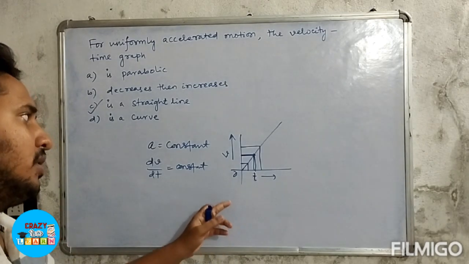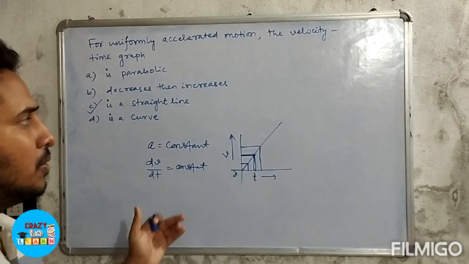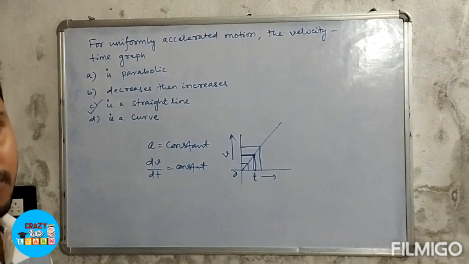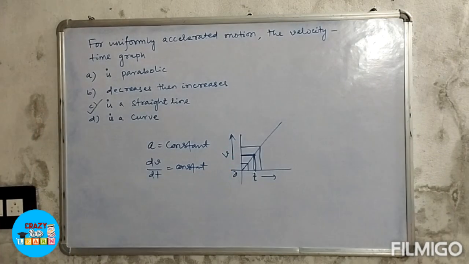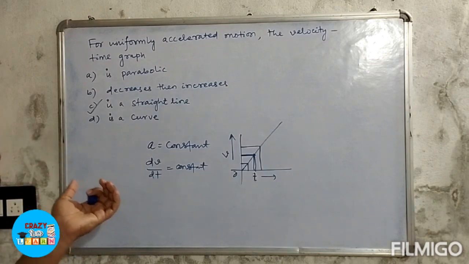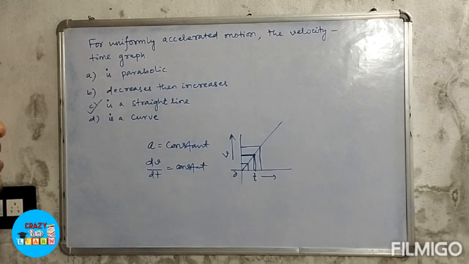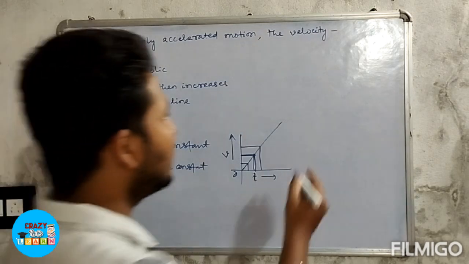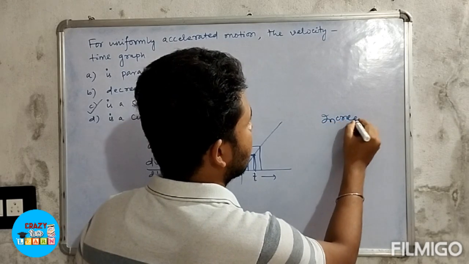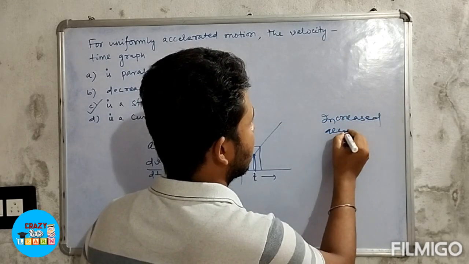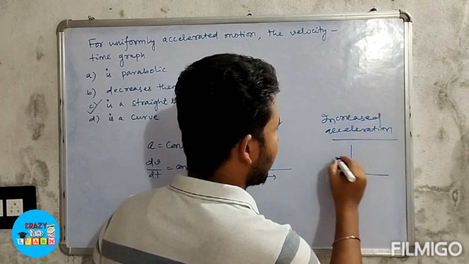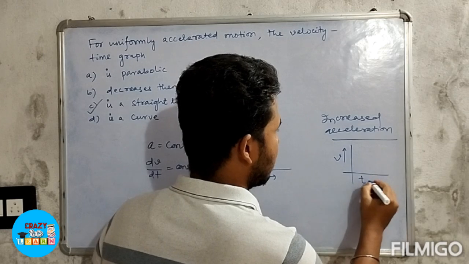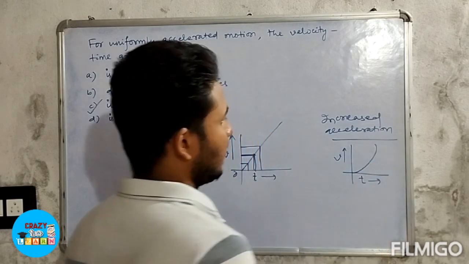Initial velocity is 0 here. If the initial velocity is not 0, we will get a normal straight line which does not start from origin. I am drawing here started from origin, which indicates that the initial velocity is 0. If it is asked to you with an increasing acceleration, what type of graph will we get? Then the velocity time graph is like this, like a curve.